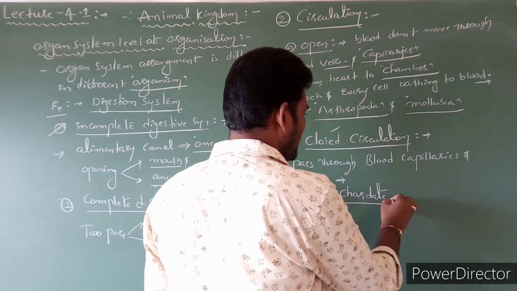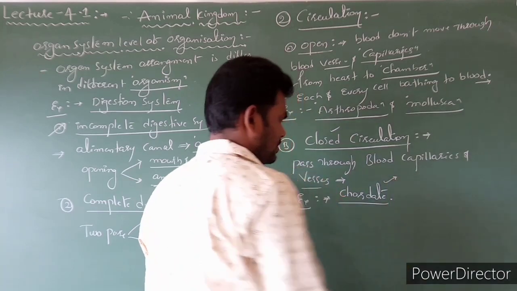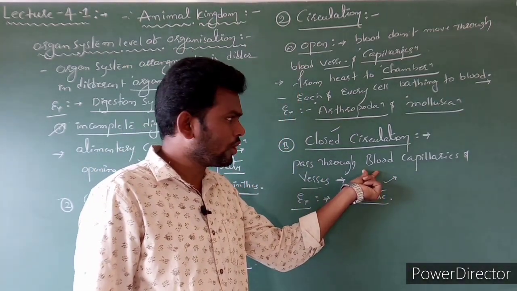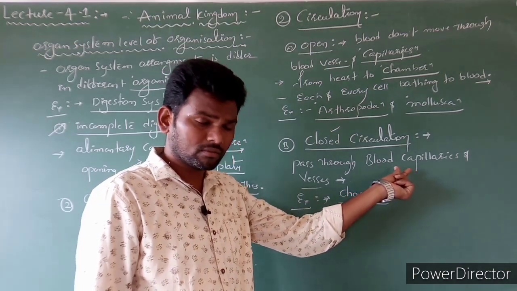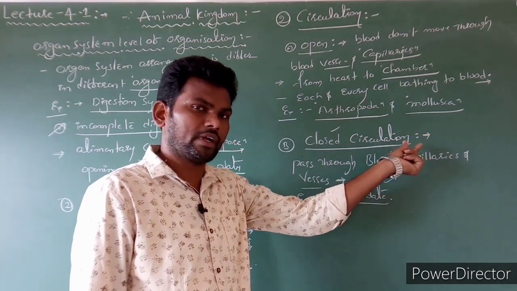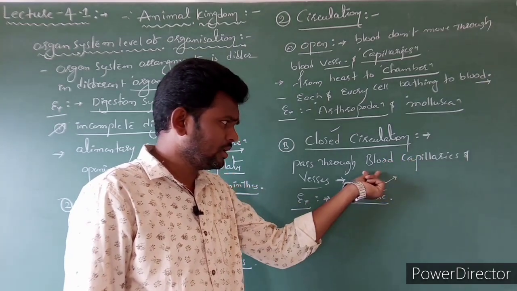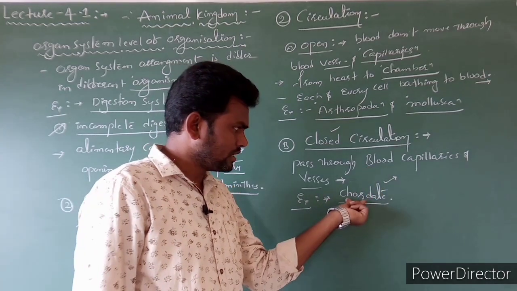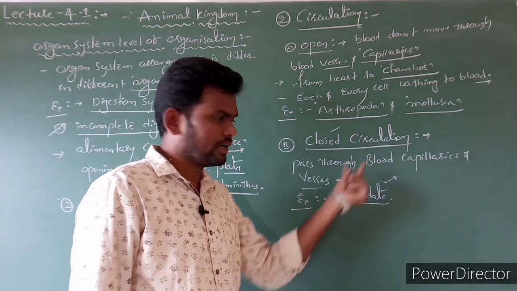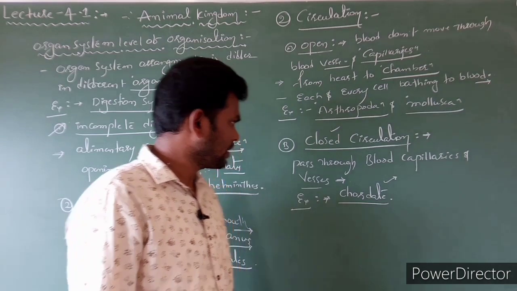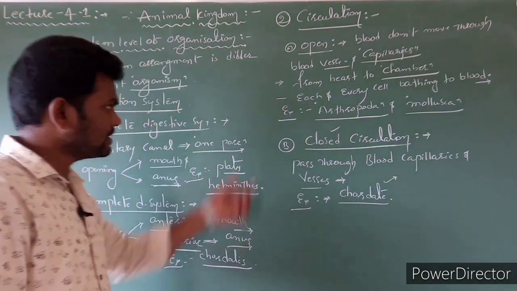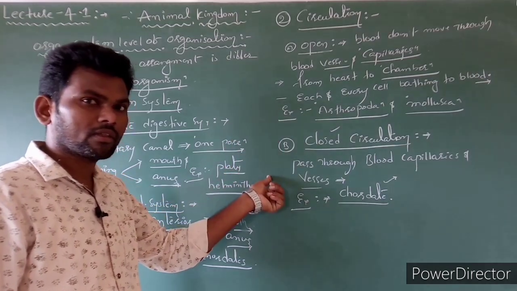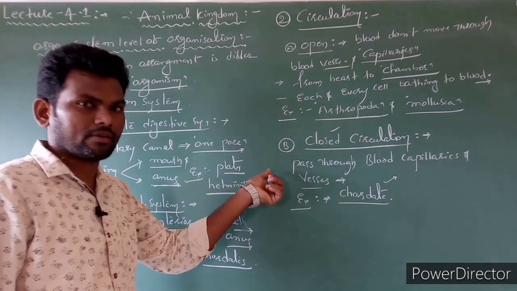What are chordates? Chordate means what? Nothing but notochord. The notochord is noticed at the early embryonic stage, like a rod-like structure. So that becomes chordates. Clear? We will discuss this when we enter into the classification. The system is there, but the system arrangement complexity is different.